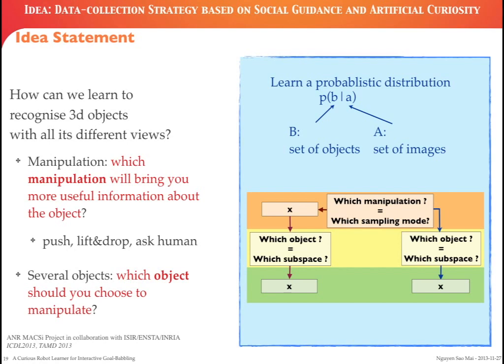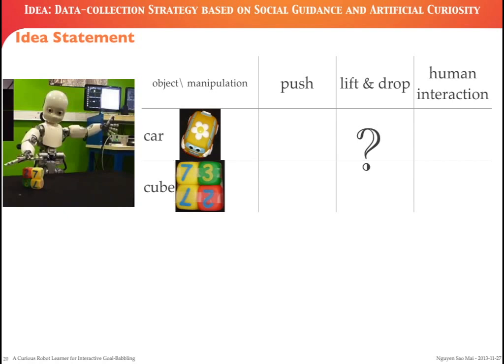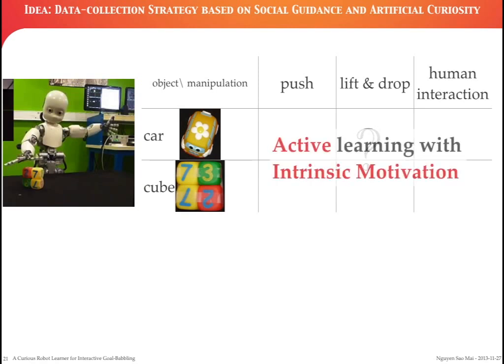How to do it could be very simple in this case. It can be summed up in this two-dimensional table where you have different objects and manipulations. So you have to decide at each point of time which of those combinations you want to choose. And our idea, as I said, is to have active learning with intrinsic motivation based on competence progress, which has proved efficient for learning goal-oriented exploration.